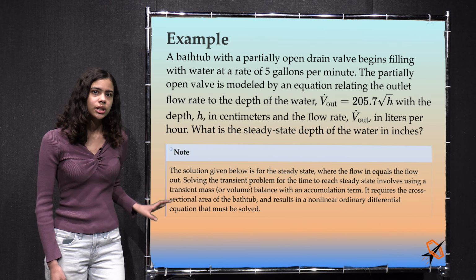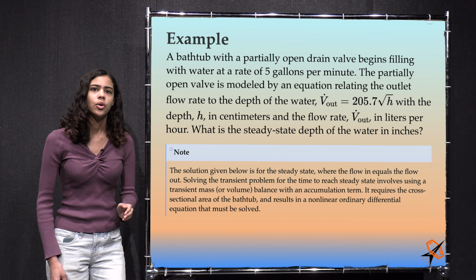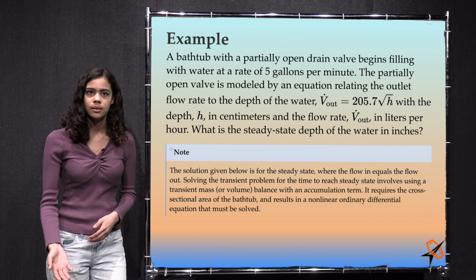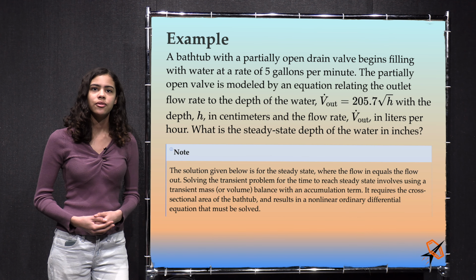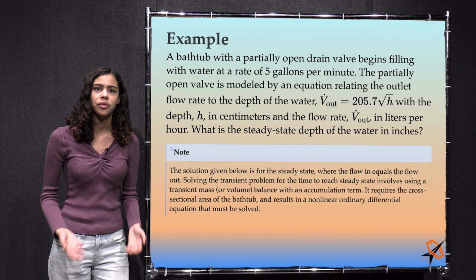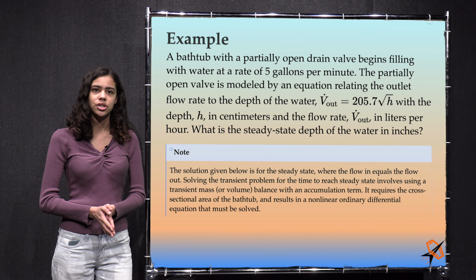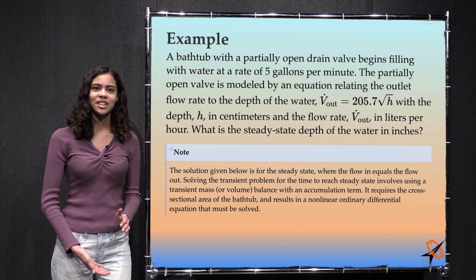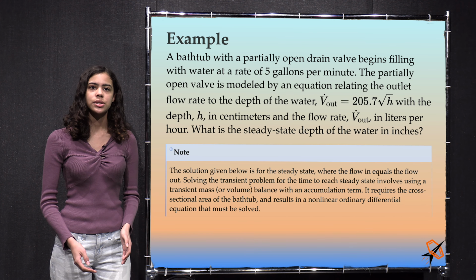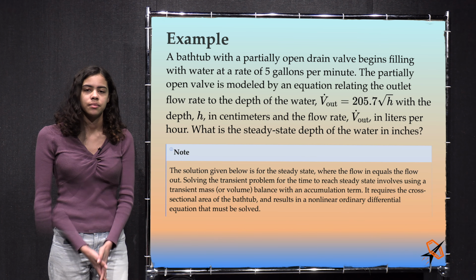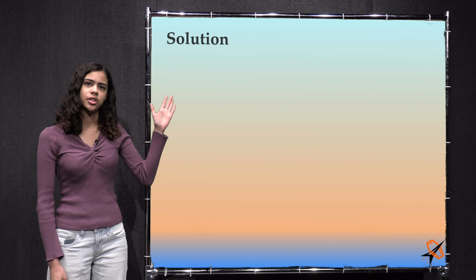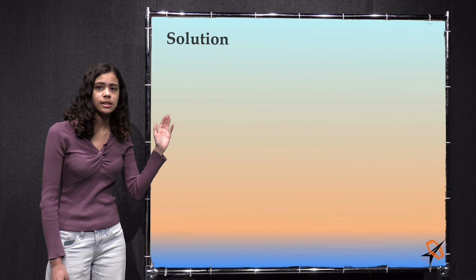Note, the solution given below is for the steady state, where the flow in equals the flow out. Solving the transient problem for the time to reach steady state involves using a transient mass or volume balance with an accumulation term. It requires the cross-sectional area of the bathtub and results in a nonlinear ordinary differential equation that must be solved. Here's the solution, with the step text given in italics.